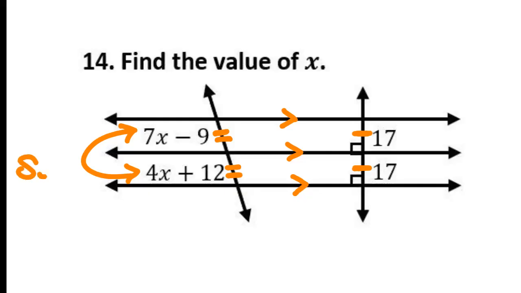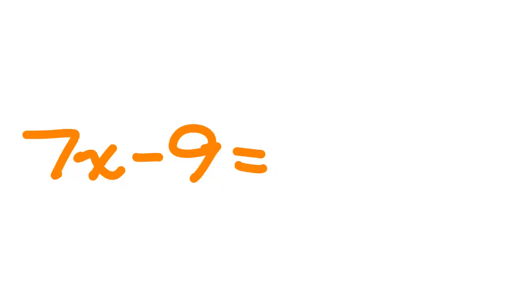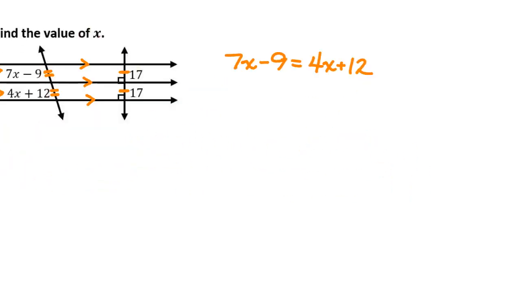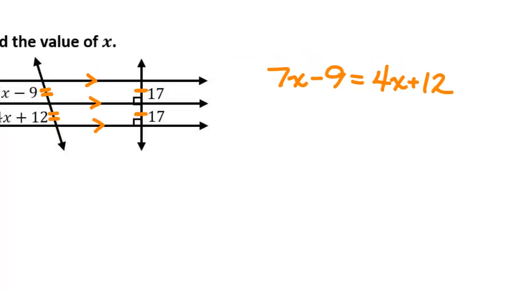Set them equal to each other. So we're going to set these two equal. We had one like this on the skills check yesterday. Do 7x minus 9 is equal to 4x plus 12. That is, by the way, not the only correct way you could set this up. You could always set this up like we've done on our other problems. You could do 7x minus 9 over 17 equals 4x plus 12 over 17. You're going to get the exact same answer either way.